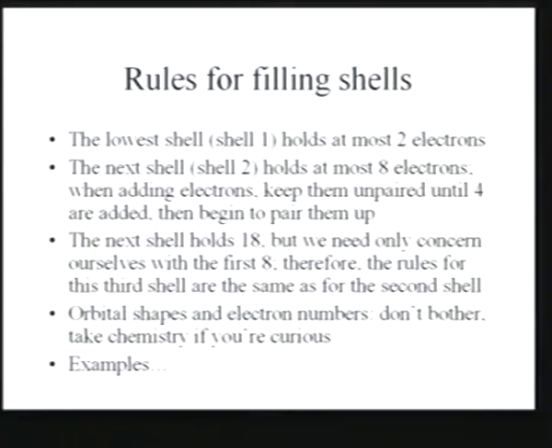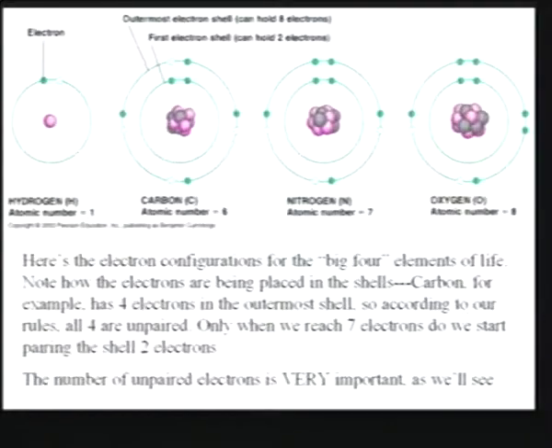All right, so we've followed our rules for filling shells. You've seen how to fill those shells and put the electrons in the correct locations. Here's basically what we did. We have the electron configuration for the big 4 elements of life: hydrogen, carbon, nitrogen, oxygen. Notice how the electrons are being placed in the shells. We have, for hydrogen, on the left part of this figure, one electron, and there's an open space for another electron to go into shell 1.